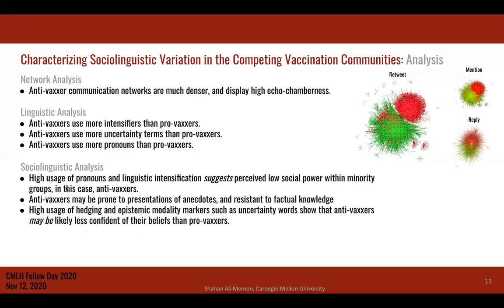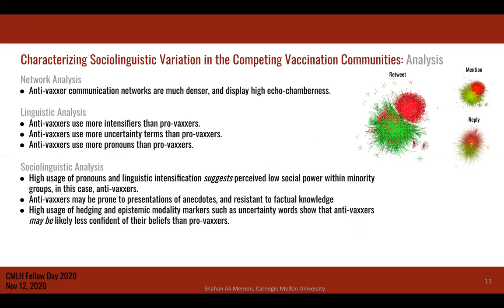In the social linguistic literature, high usage of pronouns and intensification suggests low social power within minority groups, and in this case, anti-vaxxers. And so this sort of makes sense because if you are from minority groups, in this case, anti-vaxxers, you would want to strengthen your argument and so would use many more intensifiers. And then anti-vaxxers may be prone to presentations of anecdotes and resistant to factual knowledge. Because they use many more pronouns, pronouns are sort of known to be proxies for anecdotes and narratives. And so this sort of shows that anti-vaxxers may be prone to presentation of anecdotes if you want to conduct any sort of message intervention.